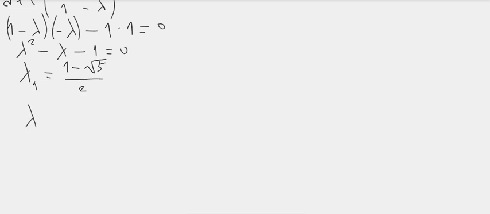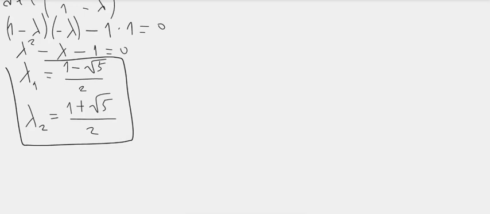And the other root is lambda 2 equals 1 plus square root of 5 over 2. Now these are two eigenvalues, and we see that they are different. Now we need to find the eigenvectors.